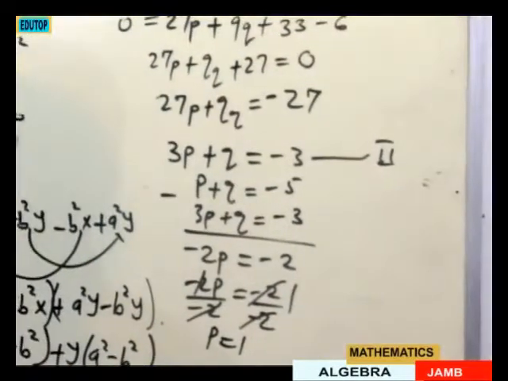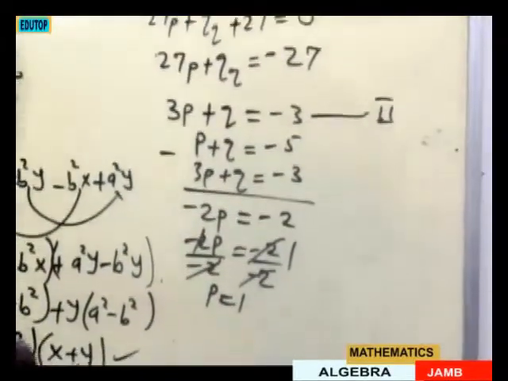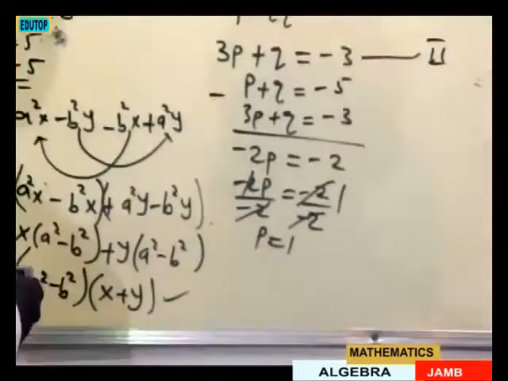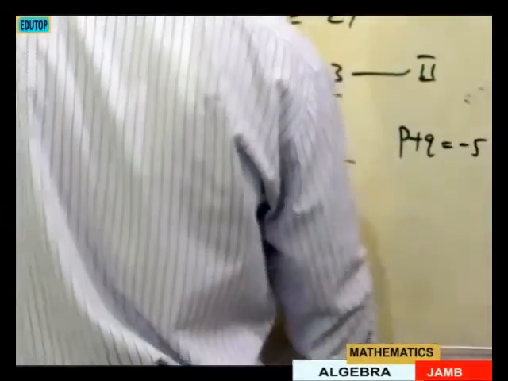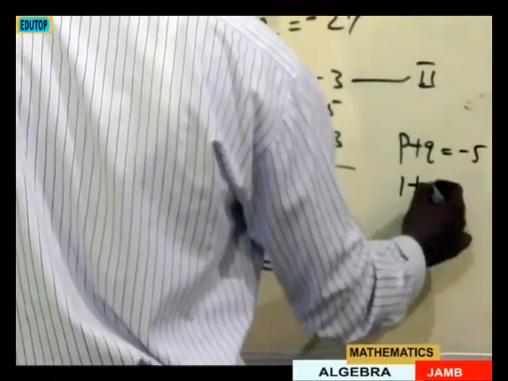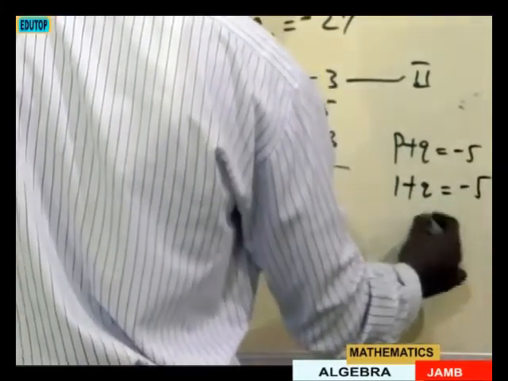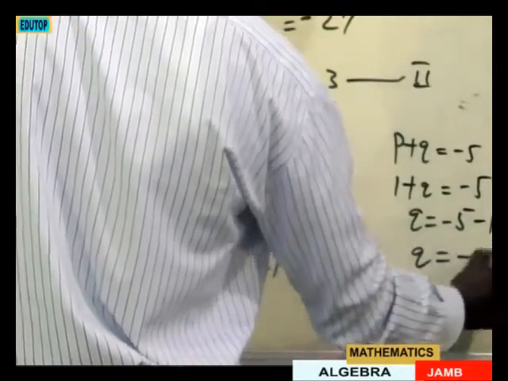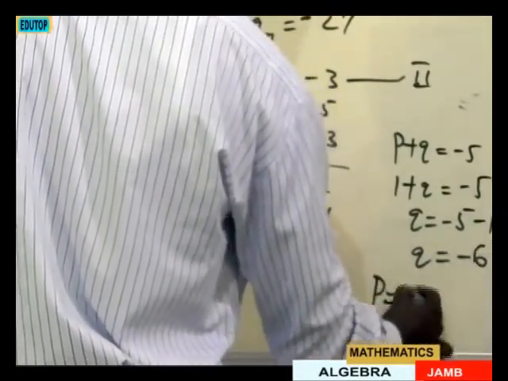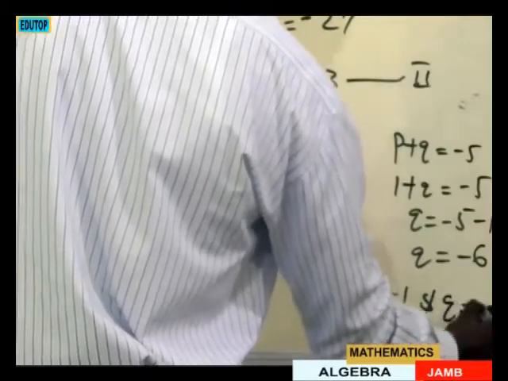Then if my p equals 1, I can always use equation 1 to get my q. From equation 1, I know that p plus q equals minus 5. And when my p is now 1, 1 plus q equals minus 5. Then my q will now be minus 5 minus 1. Then my q equals what? Minus 6. That means my p is 1 and my q is minus 6.